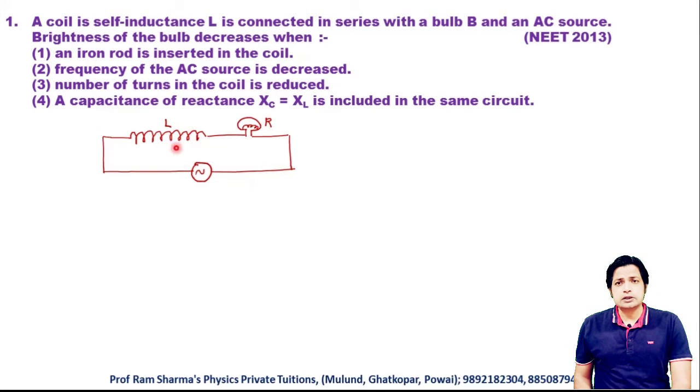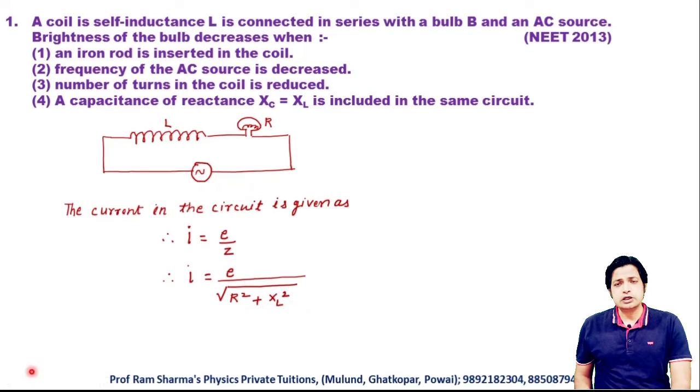We know that the current in the circuit will be equal to total voltage E divided by Z, that is the total opposition. Total opposition is called impedance. So I can write I is equal to E upon Z, and I can write Z as root of R square plus (XL minus XC) the whole square. But here there is no capacitance, so I'll just write XL square. So this is the formula for current in an RL circuit. Now let us check the options one by one.